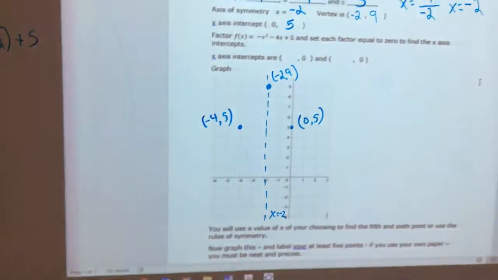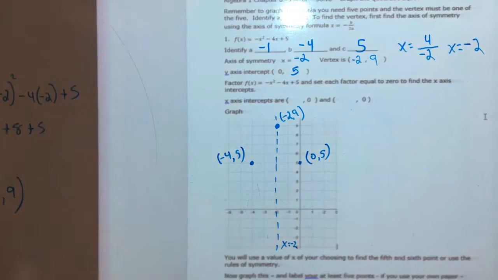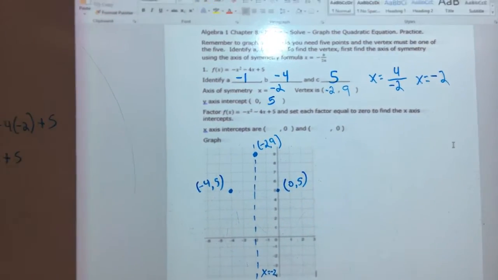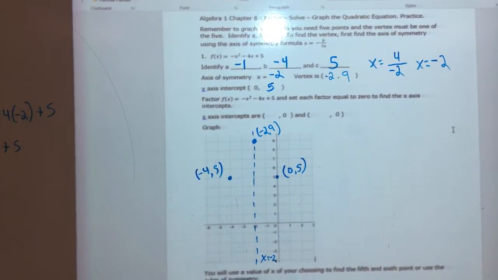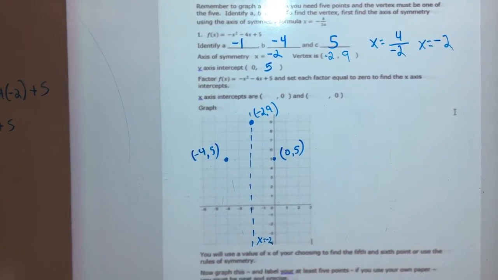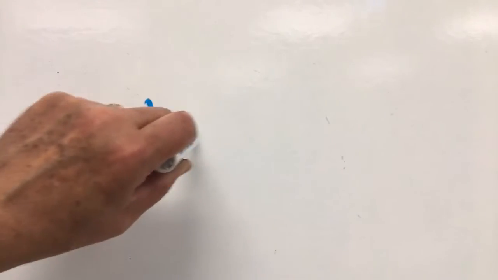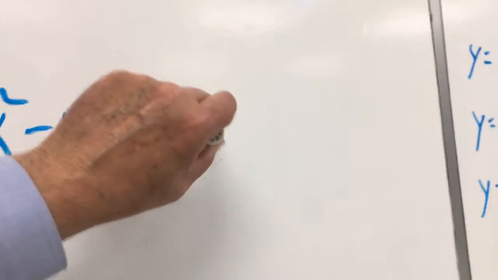Okay, I have 3 points. I need the x-axis intercepts. How do you find the x-axis intercepts? You set that bad boy equal to 0 and you solve it. All right? So let's do it. So I'm going to come over here and set it equal to 0. 0 is now equal to negative x squared minus 4x plus 5.